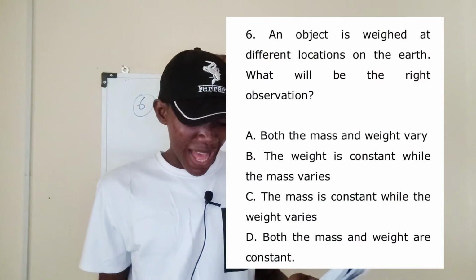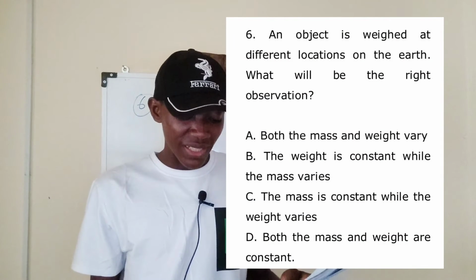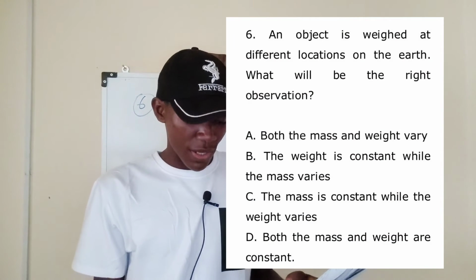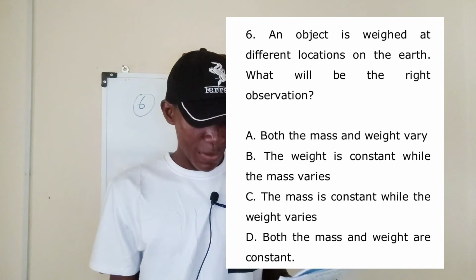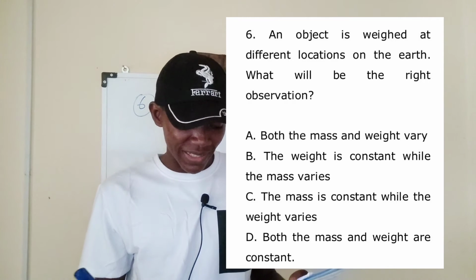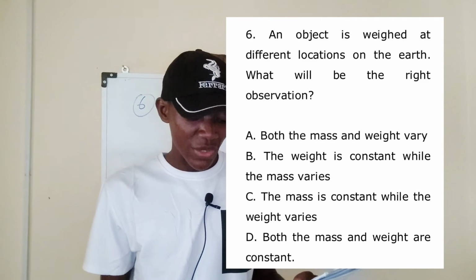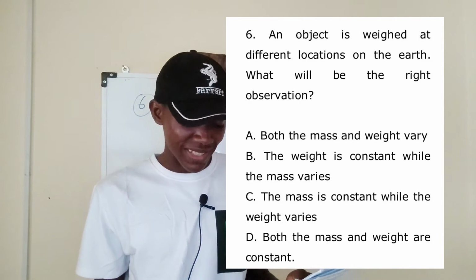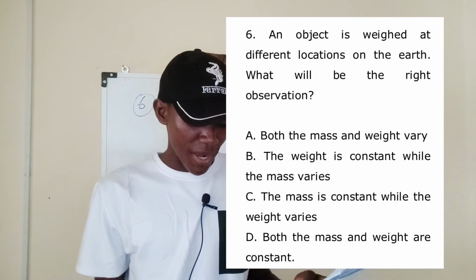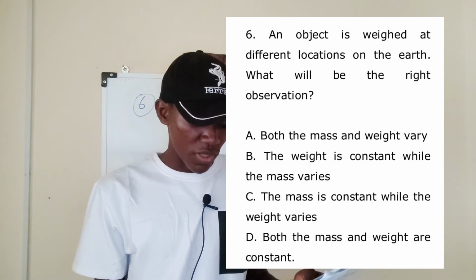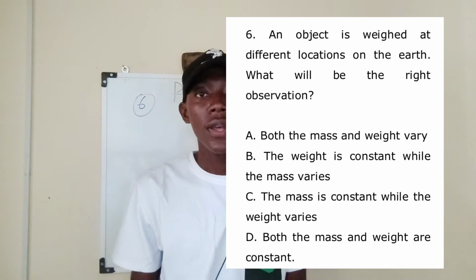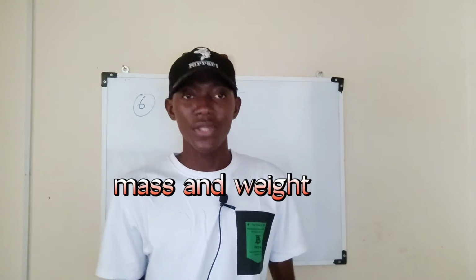Now question number 6 states that an object is weighed at different locations on the earth. What will be the right observation? Option A says both the mass and the weight vary. Option B says the weight is constant while the mass varies. Option C says the mass is constant while the weight varies, and option D says both the mass and the weight are constant. Now this is a dispute between mass and weight, so what is the correct observation between mass and weight?